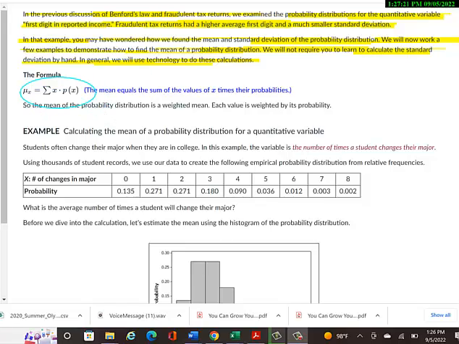In other words, in this blue writing, you can see that the mean equals the sum of the values of x multiplied by their probabilities. So the mean of the probability distribution is a weighted mean. Each value is weighted by its probability.